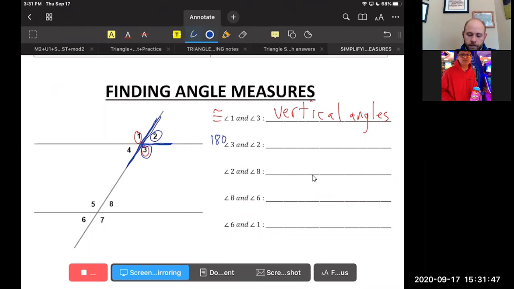Line, there's 2 of them. Linear pair. Okay.